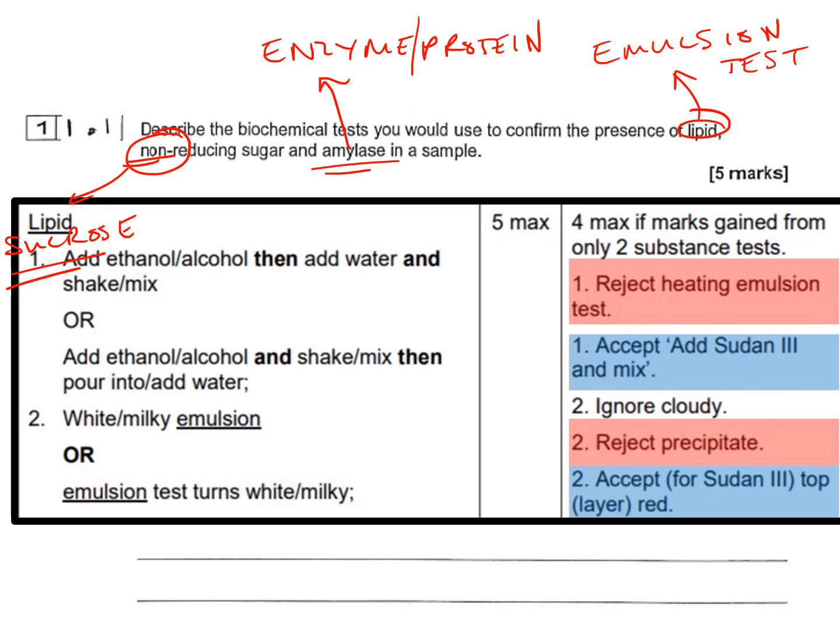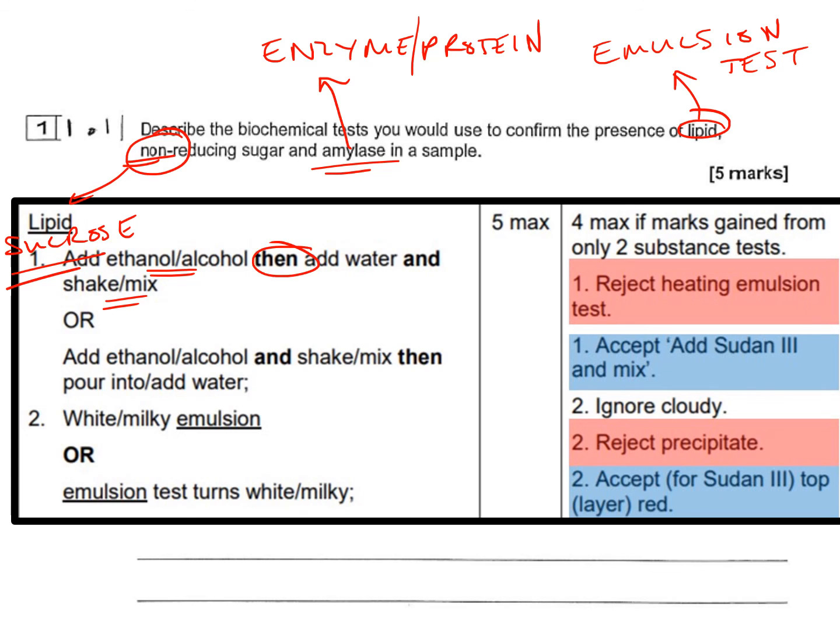So if we look at the lipid emulsion test, if you were given a food type like seeds, you'd have to crush them up first and then you add ethanol or a type of alcohol. Then you shake it and you mix it. Then you add water, cold water, and you shake it and you mix it. So it's very important you get this correct with the detail. So crush the sample of food, add ethanol, shake it and mix it, then add water and shake it or mix it.